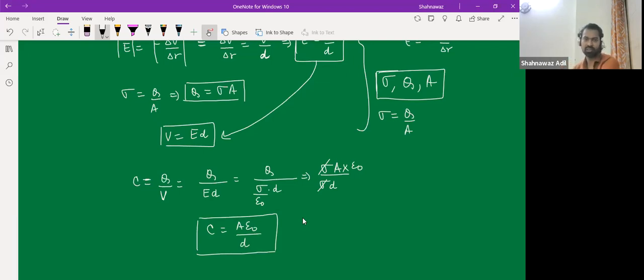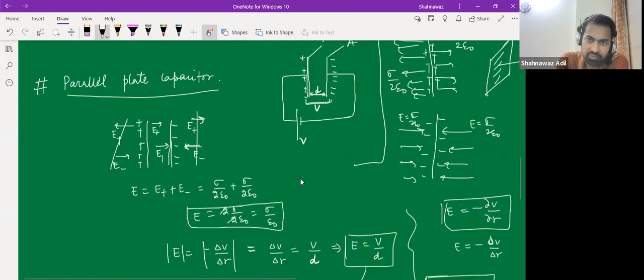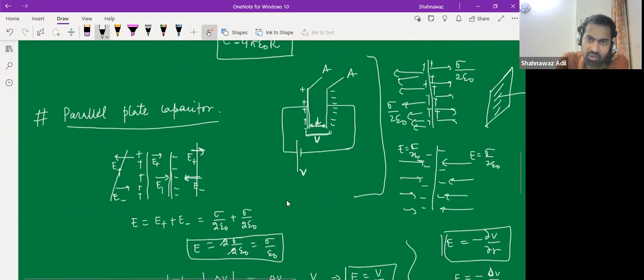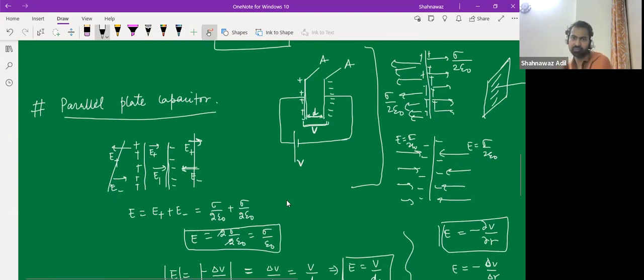Is this clear, guys? Any doubt? No sir. Okay. So you see that this capacitance doesn't depend upon the charge. This doesn't depend upon the voltage. This only depends upon the geometry of the parallel plate. Right. So the distance between the plates and the area of the plate. So yeah, you guys, please note down from here. And if you have any doubt or if you want me to explain it again, you can tell me.